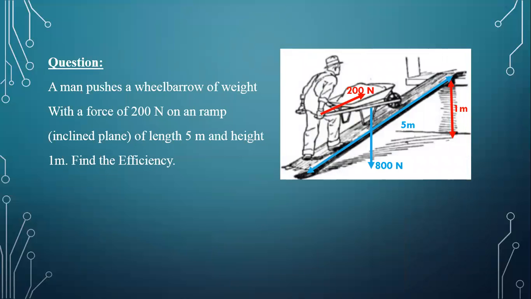And there is another one. A man pushes a wheelbarrow having weight 800 Newton with a force of 200 Newton on a ramp, or it is also called an inclined plane, whose length is 5 meter and height is 1 meter. So find the efficiency of this ramp or this inclined plane. इसकी efficiency कितनी है वो आपने calculate करनी होगी.